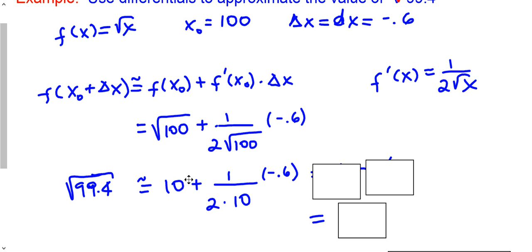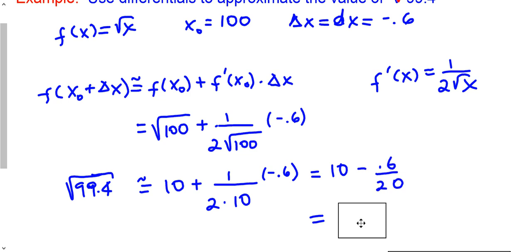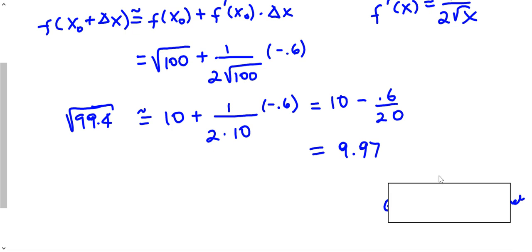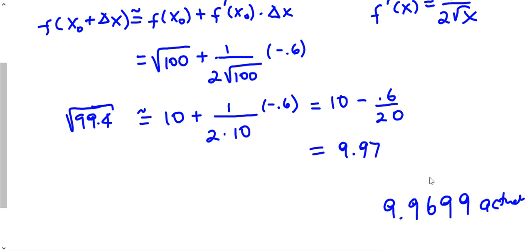So the square root of 99.4 approximately is equal to this, the sum, which we can simplify as 10 minus 0.6 over 20. And if you do that, you will get 9.97. So not too surprising because we expect it to be less than 10, right? Because square root of 100 was 10. And if you do this on the calculator, you're going to get something pretty close to it once again. To the nearest hundredth, we pretty much got the correct answer.